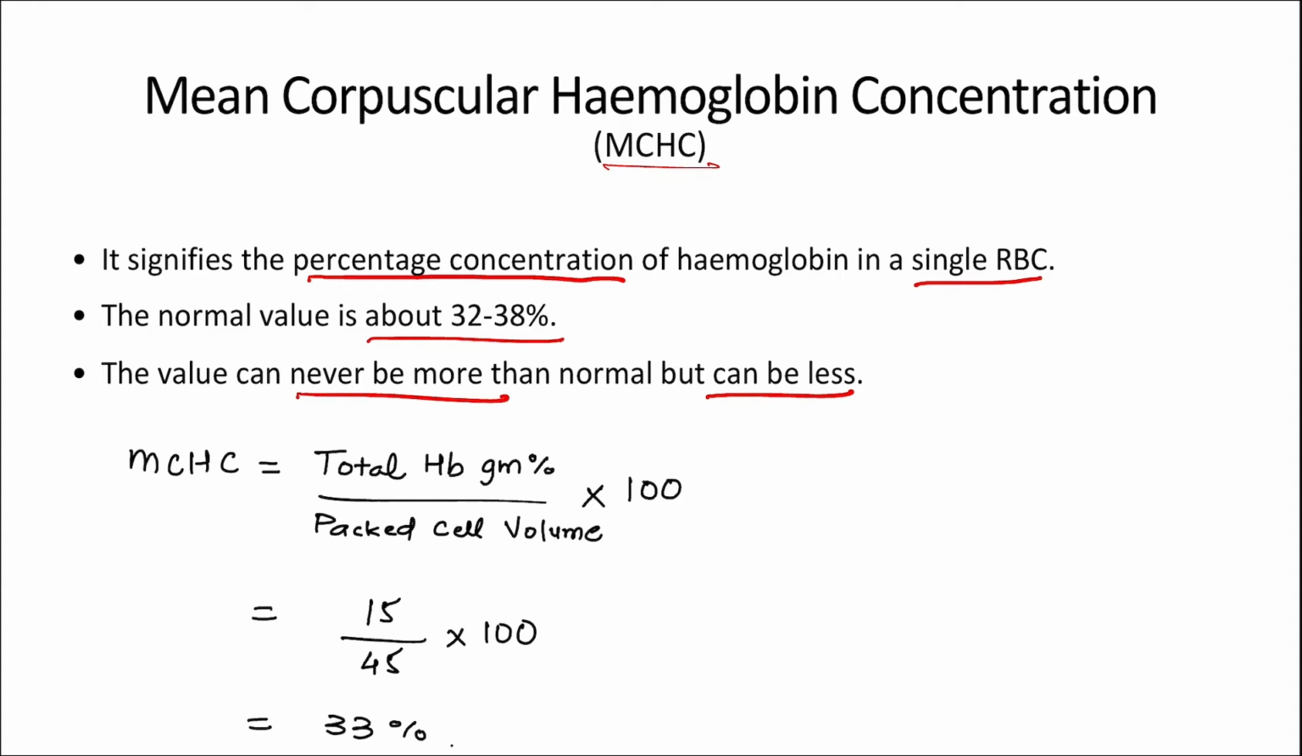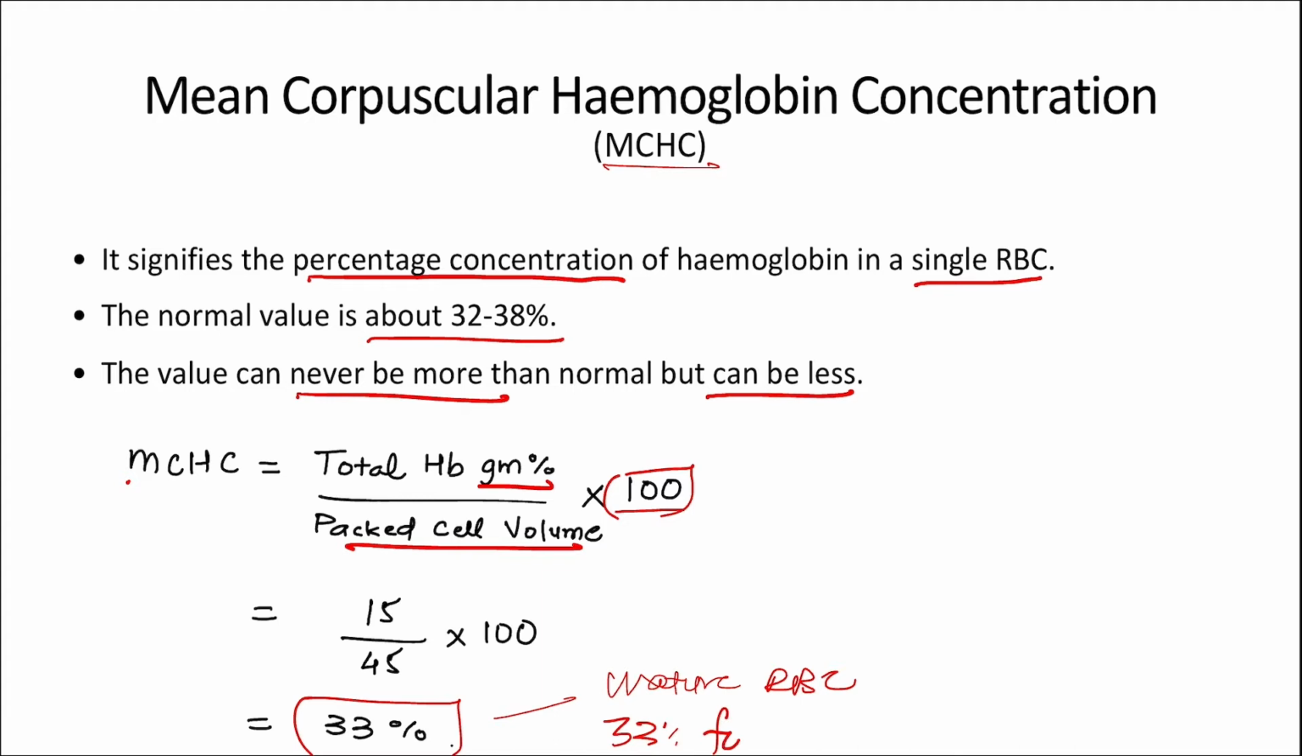So, MCHC is total hemoglobin in gram percentage divided by packed cell volume into 100, because we want it in percentage. If we put the values, then 15 divided by 45 into 100. So, we get 33%. As we talked about earlier, the mature RBC is 33% full with hemoglobin. We discussed this earlier.